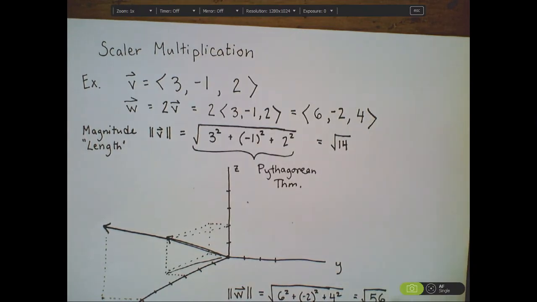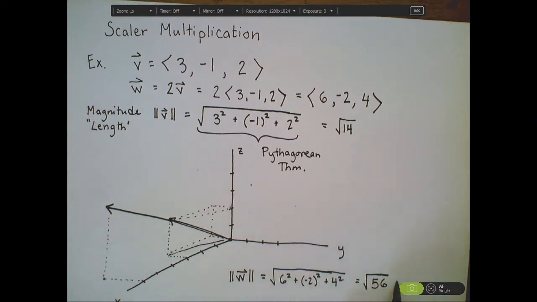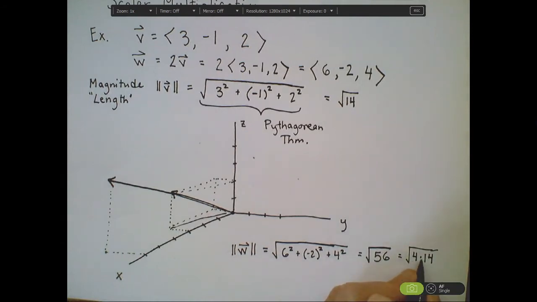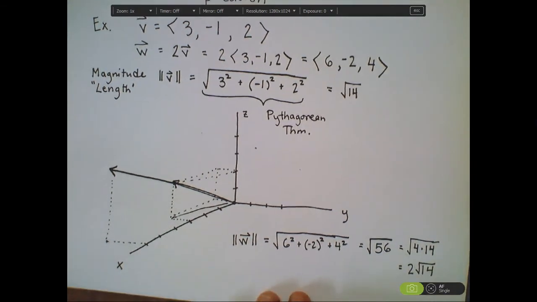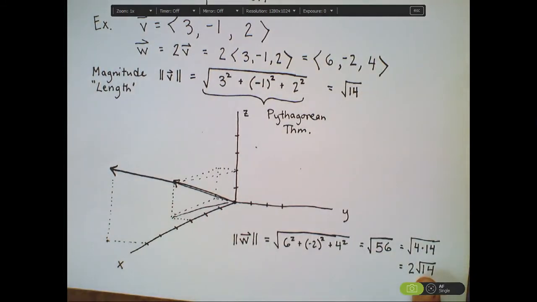And notice that 56 is exactly equal to 4 times 14, right? Because 56 is just 4 times 14. And that means that I can take out this square root of 4 and I get 2 times the square root of 14, which is exactly what we wanted, that our original vector had a length of square root of 14 and our new vector had a length of 2 times that.